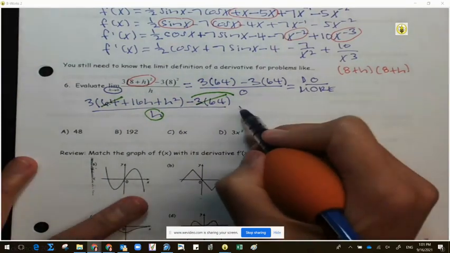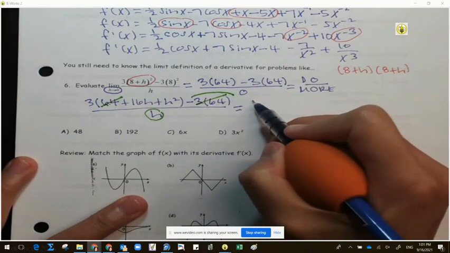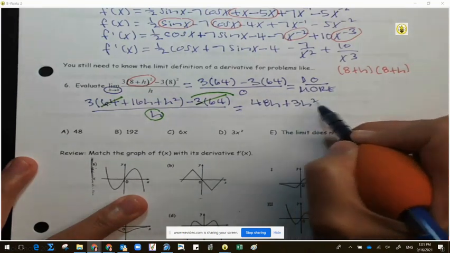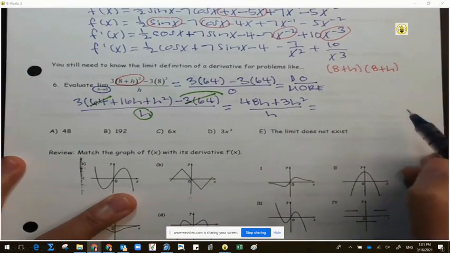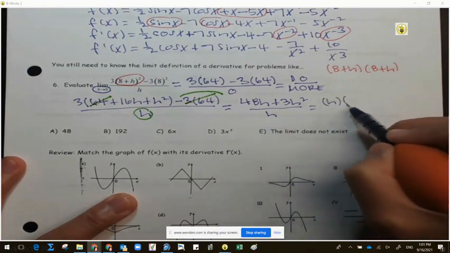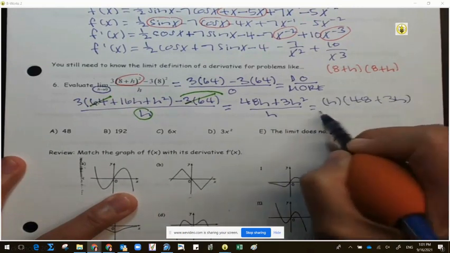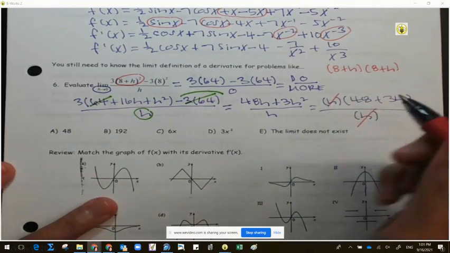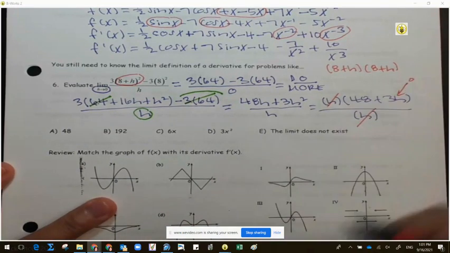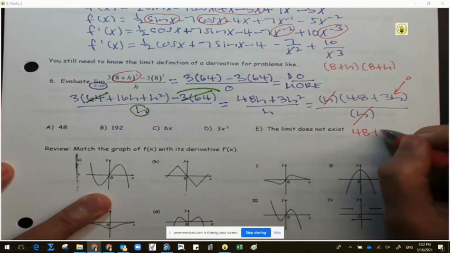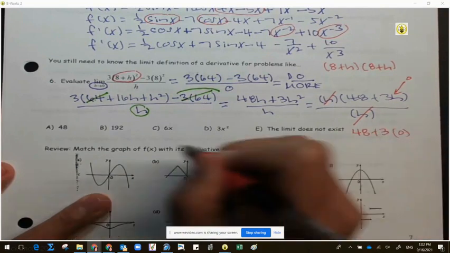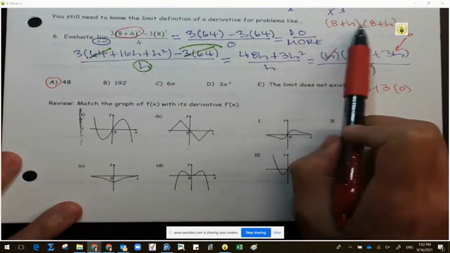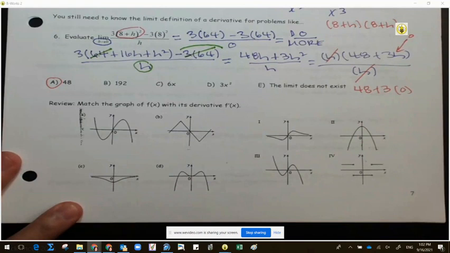So I have remaining the following. Taking 3 and multiplying by 16 is 48h. Also multiplying by h squared is 3h squared, all over h. Let's factor out the h on the top. So I get 48 plus 3h, all over the h. Can I eliminate now? Can I also plug in the 0 into this right here? So when I take 48 plus 3 times 0, how much is that? Voila. That looks like 48. That's all I see now.